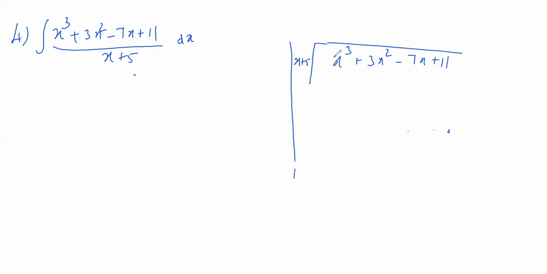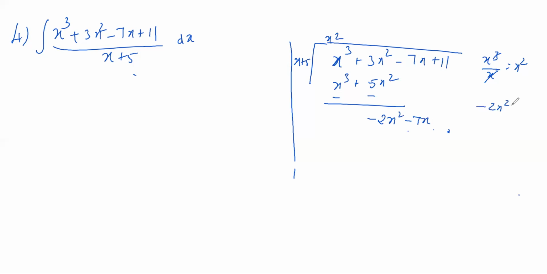First term is what? x cube. So we write x cube by x, cancel. So we'll get x squared. So here it is x squared. x squared into x cube plus 5x squared. Then minus, cancel, minus 2x squared minus 7x. Then minus 2x squared. First term here is x, cancel. So what? Minus 2x. Right? So minus 2x. Minus 2x into x, minus 2x squared.